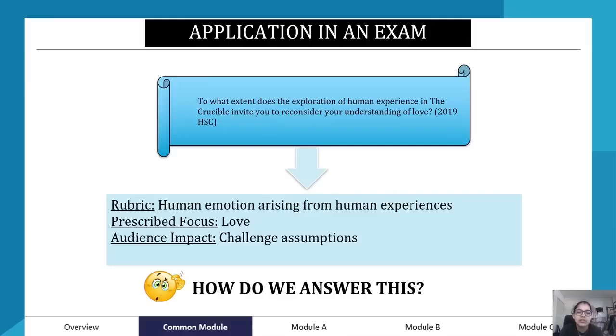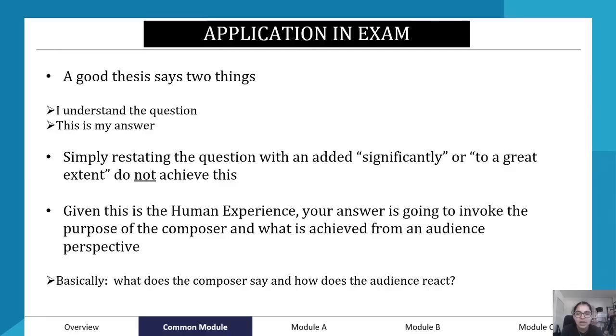So if I just say the Crucible invites audiences to reconsider their understanding of love through the exploration of human experiences, that is basically saying the same sentence back, just changing a bit of the structure and taking out to what extent. I could even say to a significant extent, the Crucible invites audiences to reconsider their understanding of love through the exploration of human experiences. That does not tell the marker anything. You need to elaborate on that. You need to add to that.